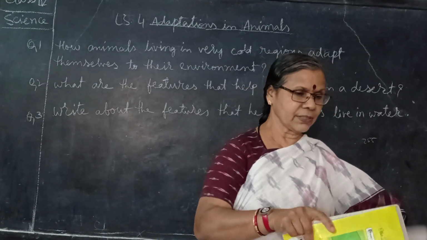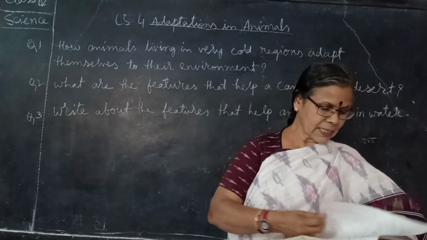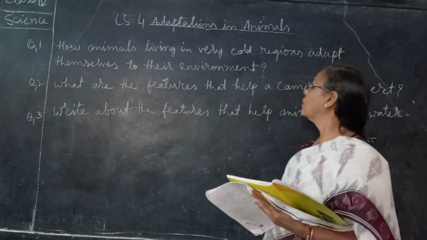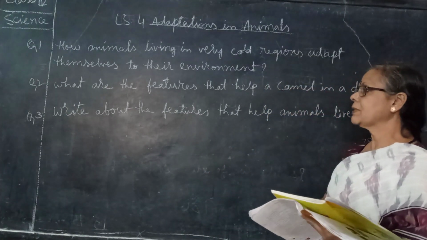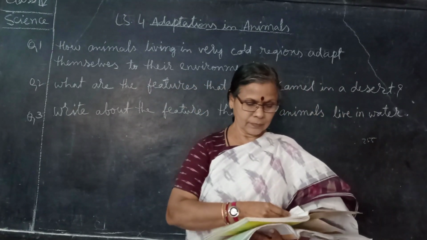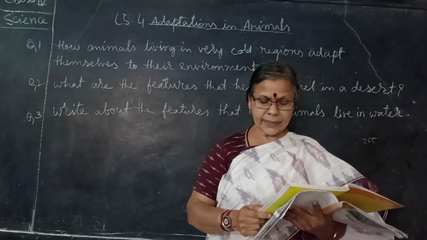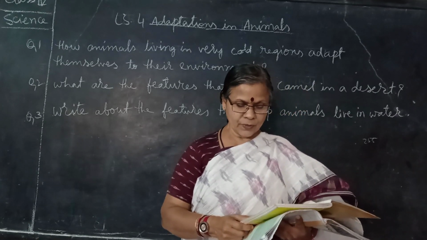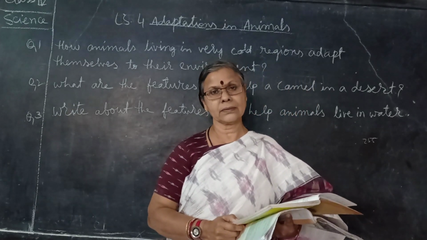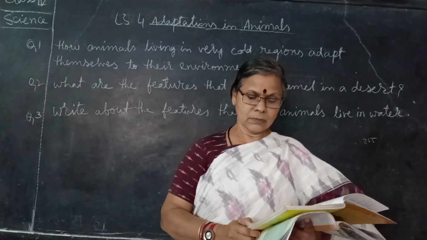Okay, the first question, shall we start reading the answer? How do animals living in very cold regions adapt themselves to their environment? The thick fur on their bodies protects them from the cold. Example, polar bear and rhea. These two animals live in very cold regions.